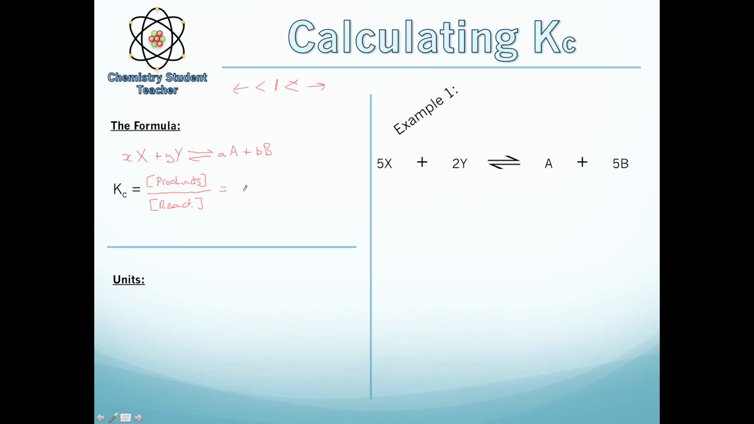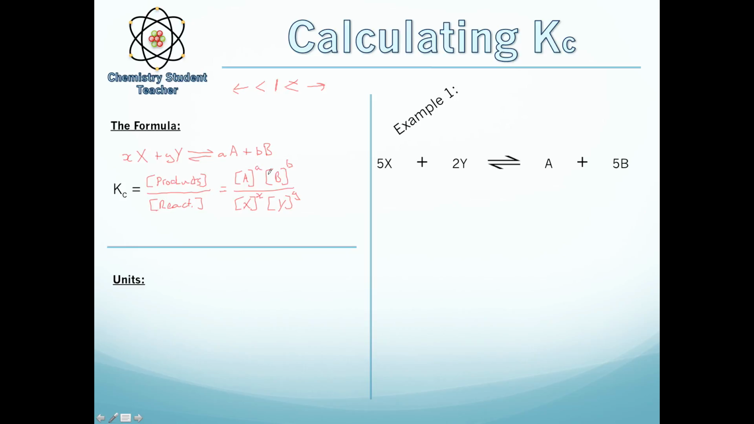So in this case, what's the concentration of the products and what's the concentration of the reactants? The products are A and B. So we have the concentration of A to the power of little a, the number of moles you have, times the concentration of B to the power of little b, the number of moles of B you have, over the reactants, which are the concentration of X to the power of x, and the concentration of Y to the power of y.